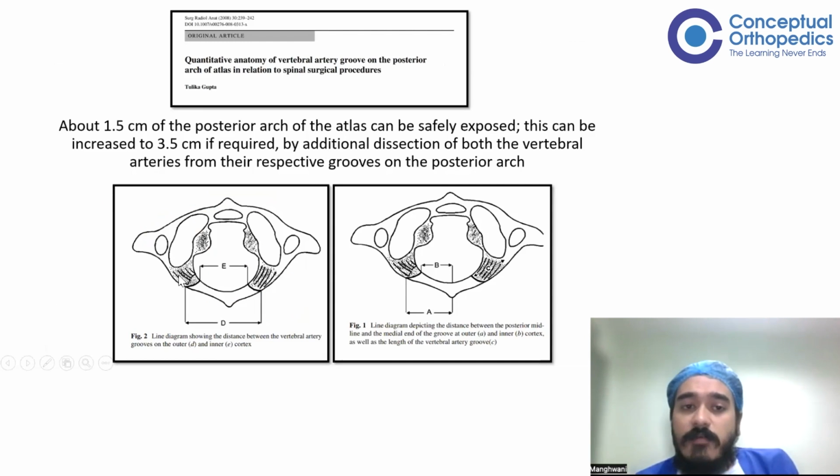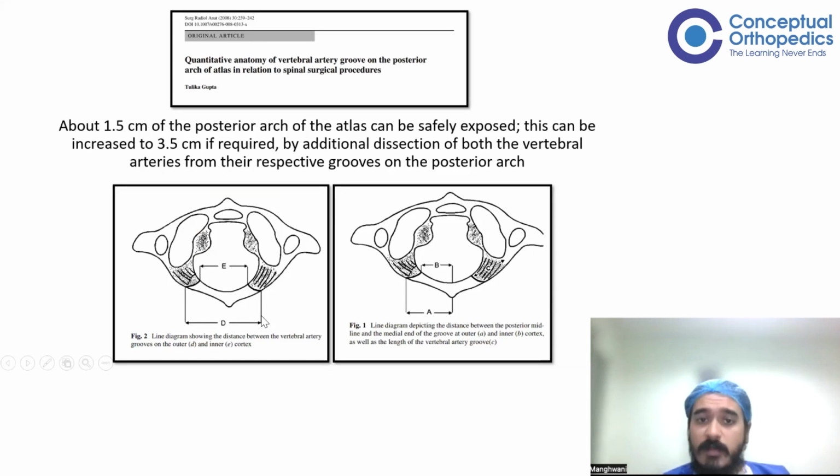Now, in general, when we talk about how much is the safe area for the vertebral artery and for the dissection for C1, basically we can only dissect up to 1.5 centimeters safely whenever we are doing a posterior surgery, because beyond this is the groove for the vertebral artery posteriorly. So this mark that you see over here is the groove for the vertebral artery. If ever you require an extra dissection, you may dissect the artery from the groove slowly. With this, the area of dissection can increase from 1.5 to 3.5 centimeters.